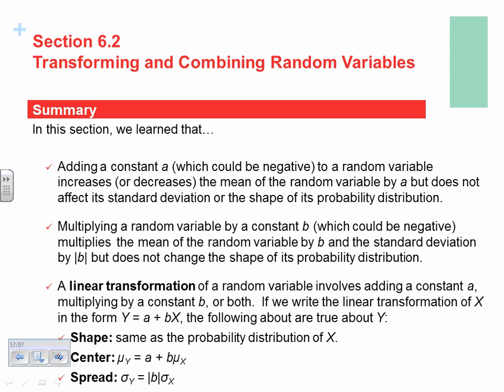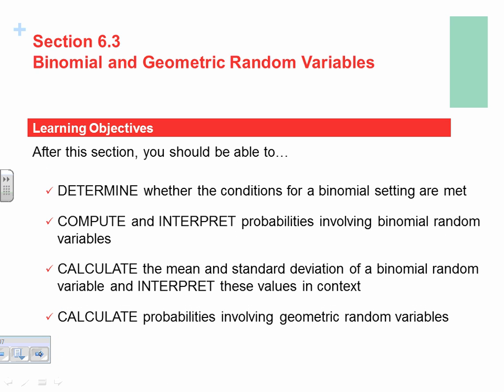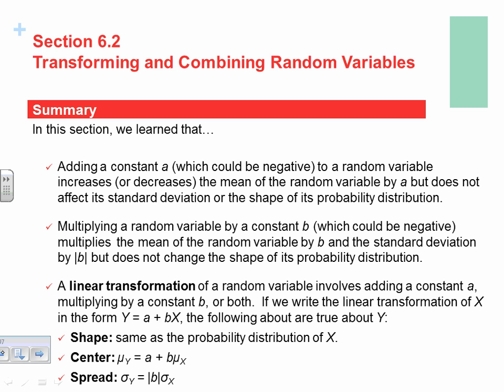So 6.2 in summary, adding a constant a, multiplying by a, linear transformations, all of that fun stuff. Adding and subtracting and all of those probabilities and interpreting. Adding and subtracting with what's going on. So if you add, you always add both for the means and the standard deviations. If you subtract, you're going to subtract the means and add the standard deviations.